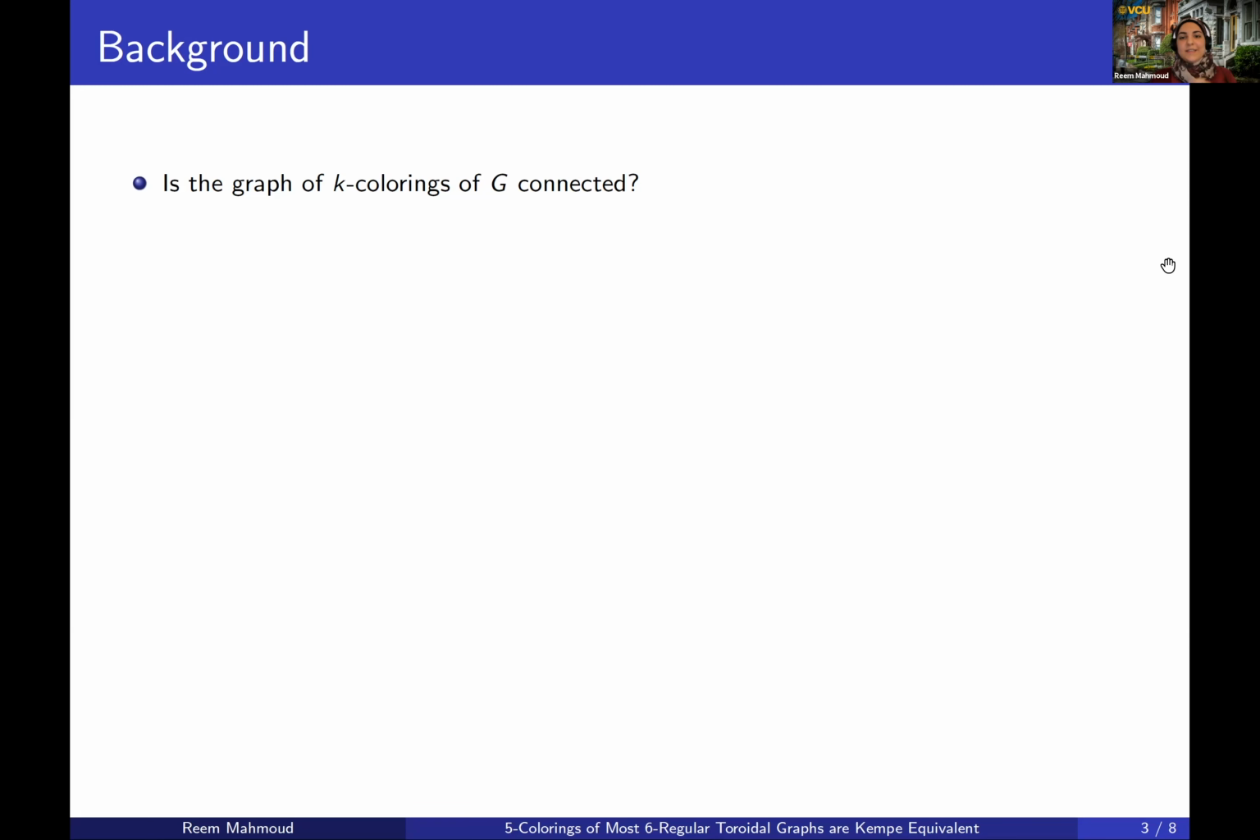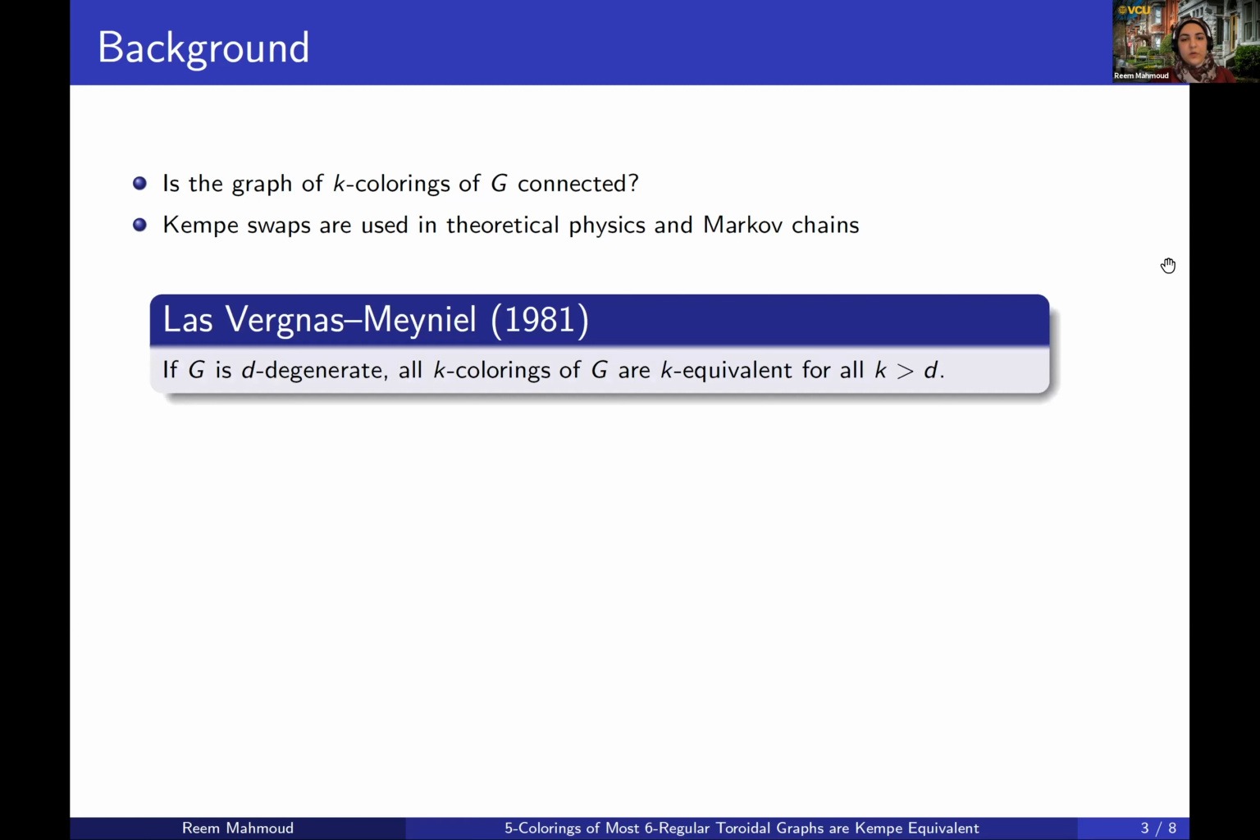In that case, reaching a uniform distribution is contingent upon the connectedness of this graph. So we become interested in figuring out whether this graph of k-colorings of G is connected or not, which ultimately just means whether the k-colorings of G are Kempe equivalent or not. This idea of using Kempe swaps is used in a lot of theoretical physics problems as well, and Markov chains like we explained, and other stochastic models. So here's what we do know.